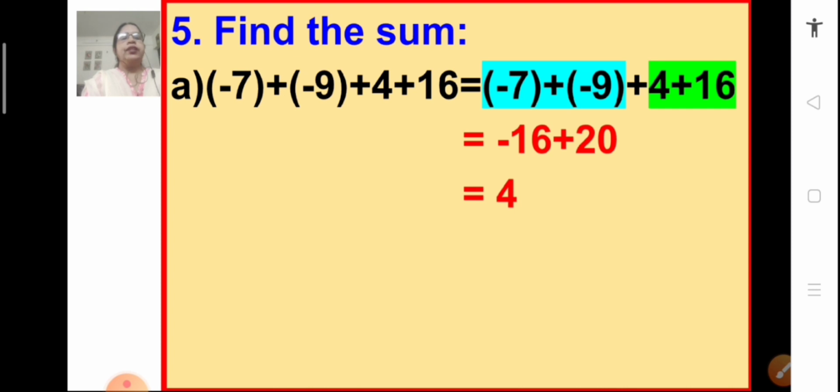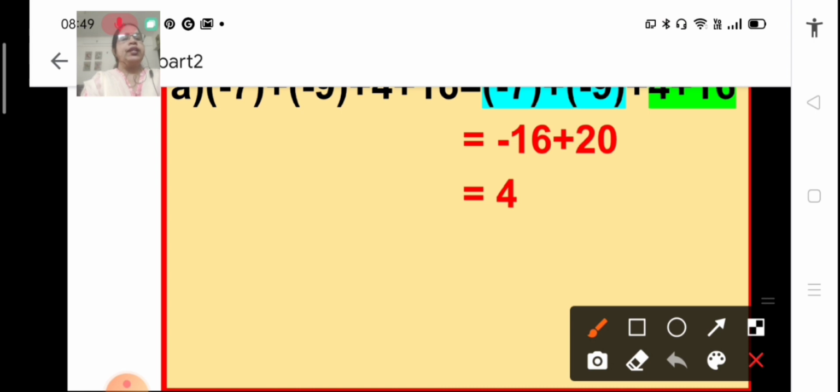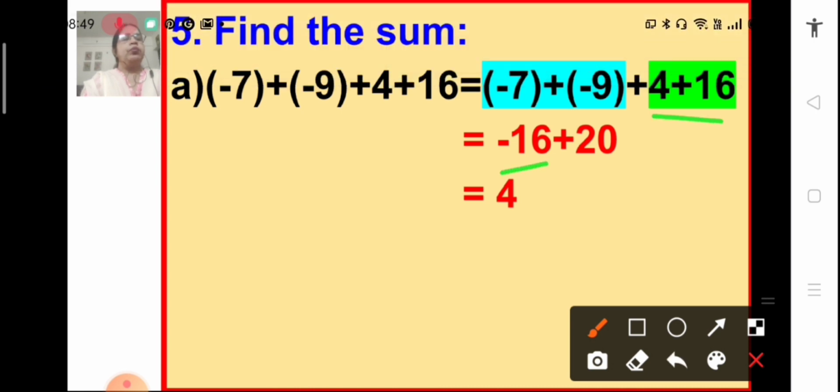Question number 5, we have to find the sum. We have 4 integers here, negative 7 plus negative 9 plus 4 plus 16. So what do we do? We take the negative integers together and add them, and the positive integers, and we add them, and then we will find the sum. So negative 7 and negative 9 becomes negative 16, positive 4 and positive 16 becomes positive 20. So we have one positive and one negative integer. The difference we will find, it is 4, and the sign of the bigger integer is positive, so it is positive 4.